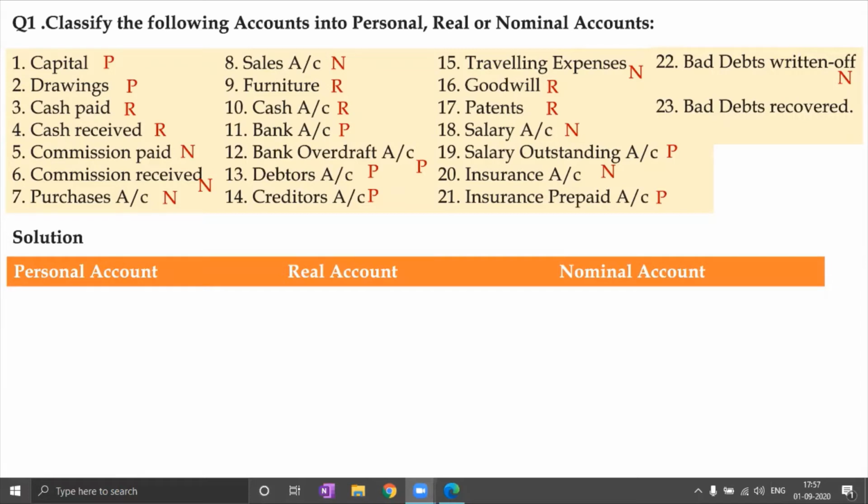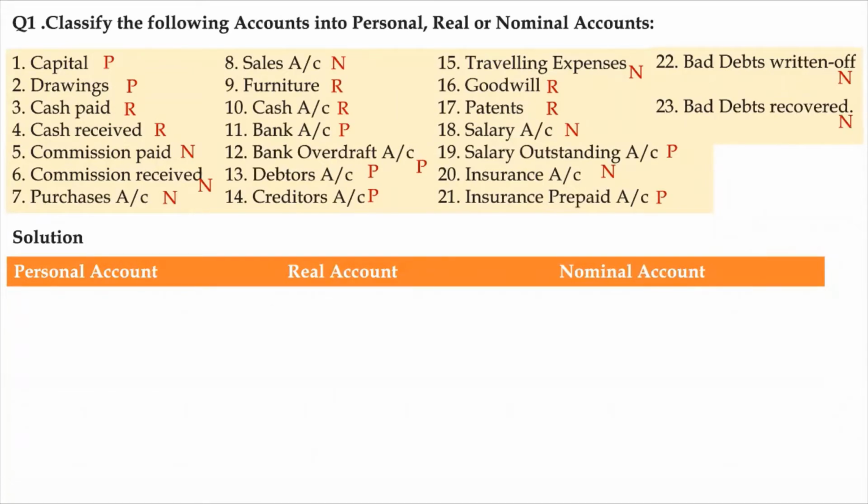Okay. So the 23rd is bad debts recovered. You have recovered that bad debt amount. That 10,000 rupees, you have recovered it. So it will be your gain, it will be your profit. So all the profits and losses and gains and expenses, what are these related to? These are related to nominal accounts. So this will also be a nominal account.